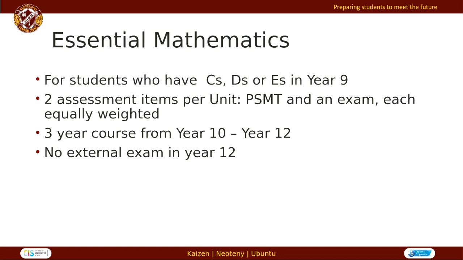So the first subject I'm going to talk about is essential mathematics. Essential mathematics suits the students who have C's or D's or E's in year 9. From year 10 through to year 12, each unit the student will do a PSMT, which is an assignment, and an exam. They will be equally weighted and they will be in each semester through the 3 years of senior. There is no external exam in year 12.